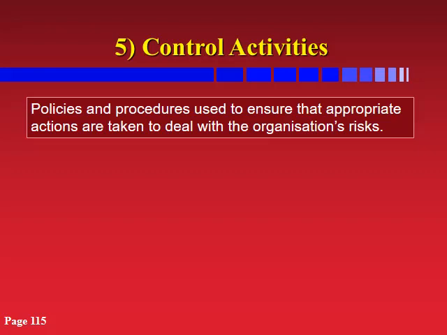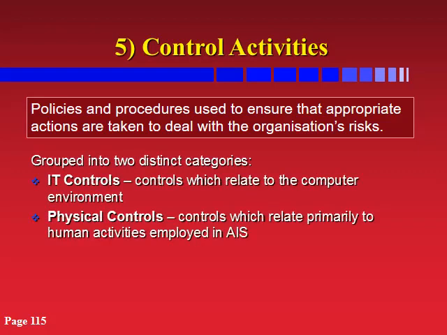Control activities are policies and procedures used to ensure that appropriate actions are taken to deal with the organization's risk. Control activities can be grouped into 2 distinct categories, namely IT controls and physical controls. IT controls are controls which relate to the computer environment, while physical controls are controls which relate primarily to human activities employed in accounting information systems. We will examine them in greater detail as part of our last learning objective.